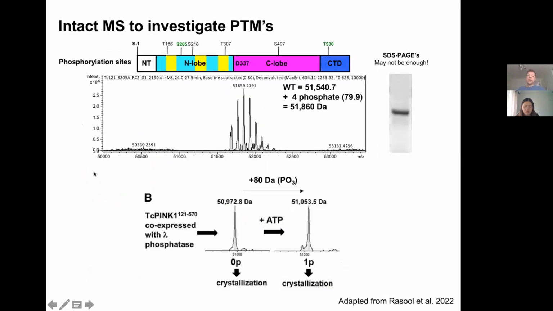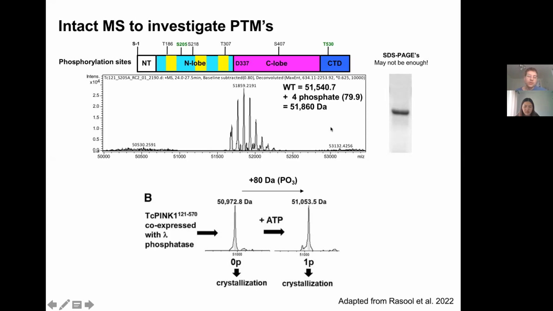Okay, so one last example for intact protein. Shafkat in my lab works on recombinantly producing a kinase. After purifying the kinase and running it on a gel, everything looks great. It looks very, very pure.